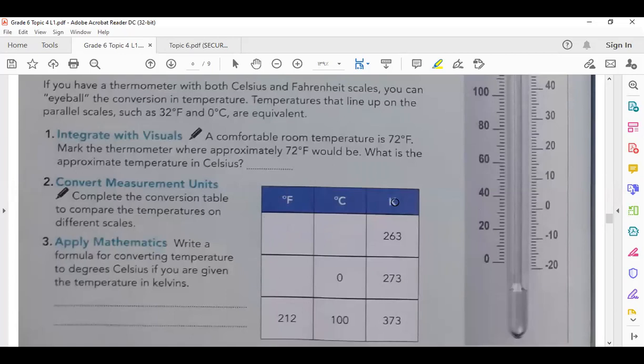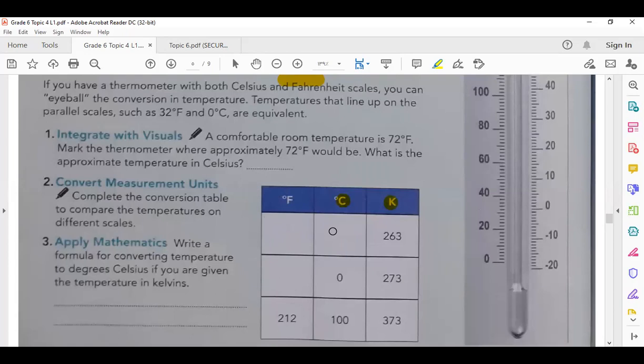Tomorrow we will take how to change from Kelvin to Celsius and from Celsius to Kelvin. It is much easier, by the way. It is much easier than from Celsius to Fahrenheit.